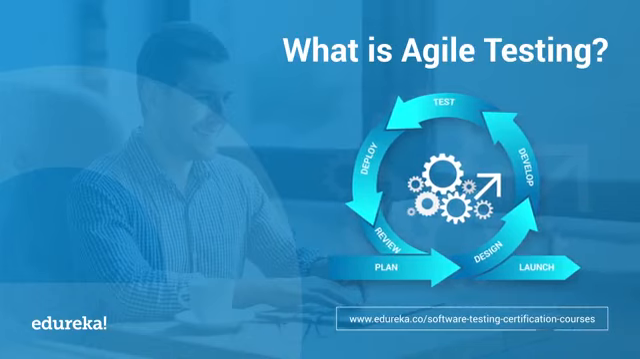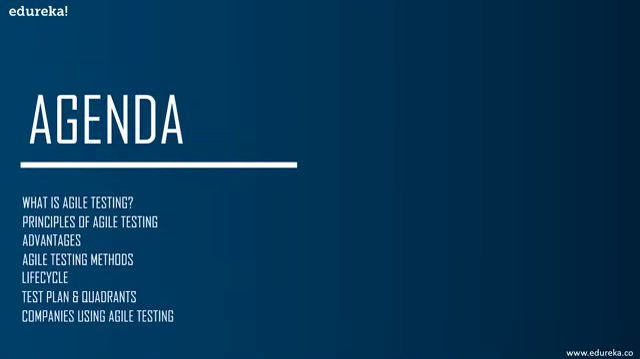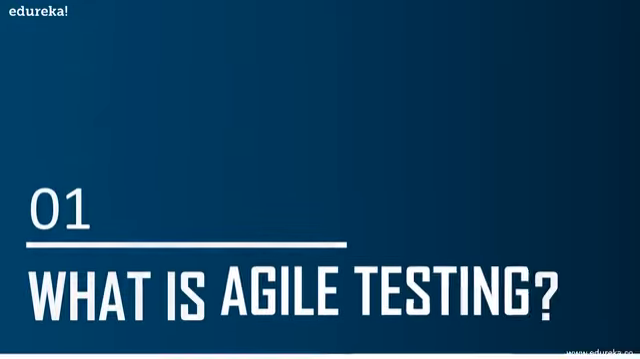Now, before we begin the session, let's have a look at today's agenda. So first we will see what is agile testing, and then we will move on to the different principles and then have a look at the different advantages of agile testing. After that we will see what are the different methods involved in this testing and also the life cycle. Next up, we will have a look at the different test plan and quadrants of agile testing. And finally, we will discuss the big companies using agile testing in today's world. So let's get started. So what is agile testing?